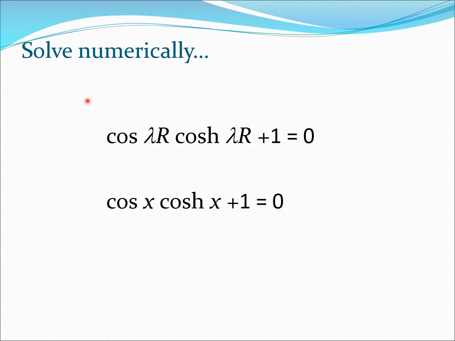Now look at this equation carefully. If we realize that lambda R is something like x, it is a variable, we essentially have a nonlinear equation, and we could solve this nonlinear equation using any well-known method such as the Newton-Raphson method. This equation also has many solutions, in fact, an infinite number of solutions.